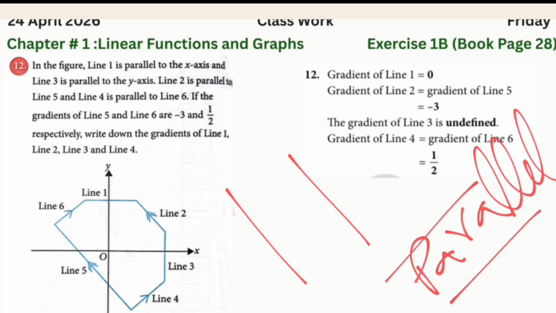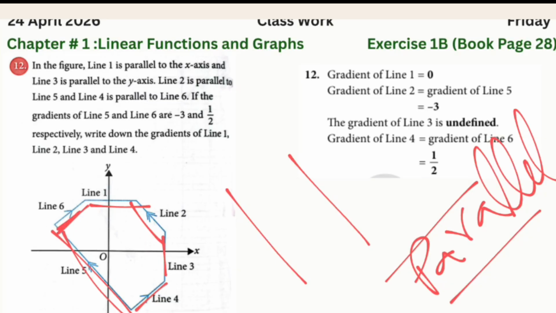So here, as they are saying, line 1 is parallel to line number 3, okay? Then we have line 2 is parallel to line 5. So yeah, line 5 and line 2 are parallel. Line 5 and line 4 are parallel to line number 6. So here is the complete figure.